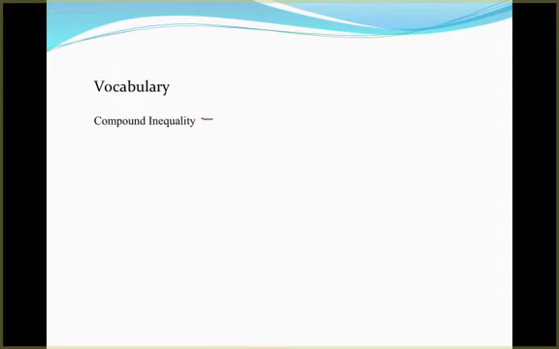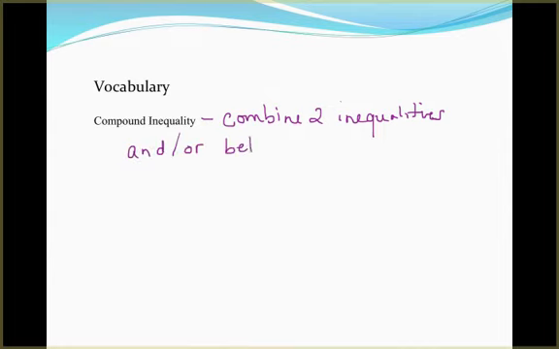A compound inequality is where you combine two inequalities by using an "and" or an "or" between them. So a very simple example of a compound inequality might be x is less than 3 and x is greater than 2.